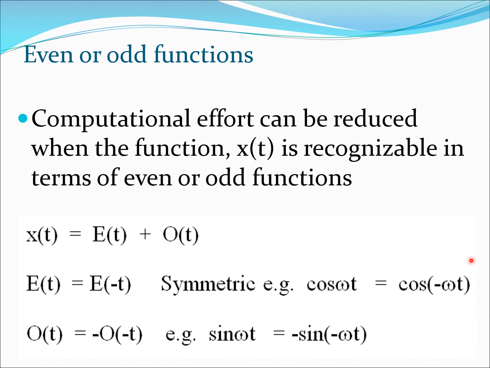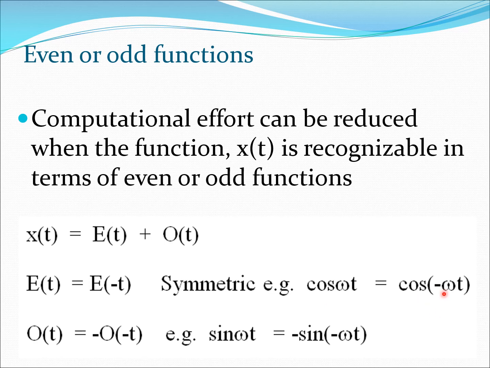Now, in many cases, you can greatly reduce the computational effort required to perform these integrals if you realize that x of t is an even function or an odd function. So let's define these particular things. Typically you can write x of t as some even function and some odd function. For example, if you have symmetric functions, such as when you substitute negative t, e of t should be the same as e of minus t. For example, in cos you can see this actually works.